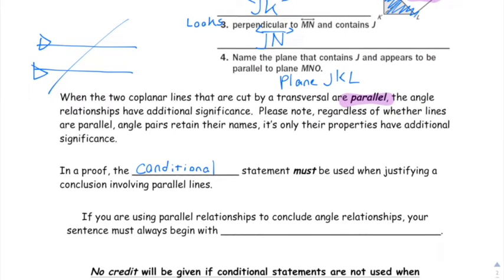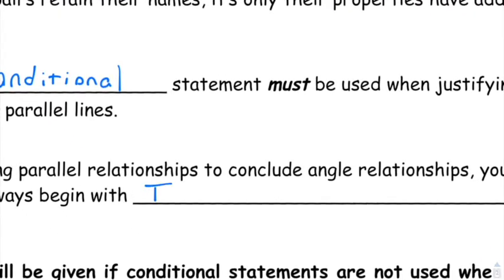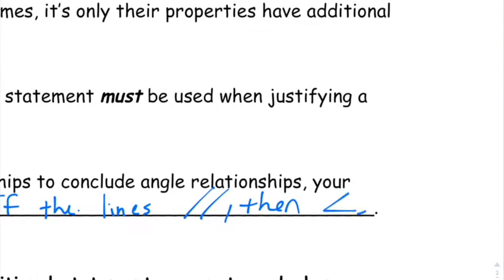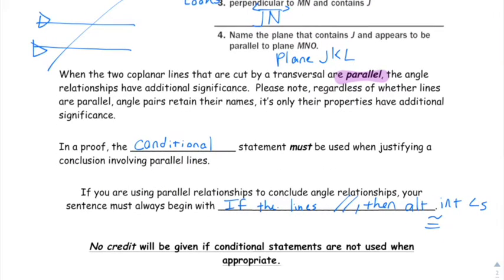Alright, I'll talk about what that means. If you're using parallel relationships to conclude angle relationships, your sentence must always begin with "if the lines," whatever the lines are. And you can use this symbol here for parallel. If the lines are parallel, then your angles, and you've got to talk about your angles. An example would be, then your alternate interior angles are going to be congruent. That's the way you write it out in a proof.